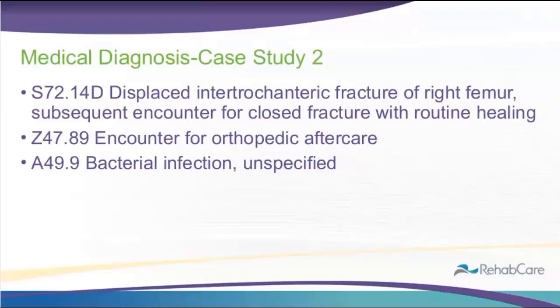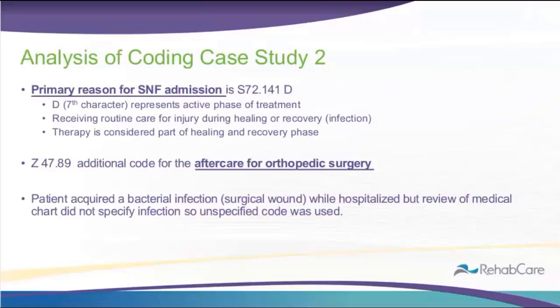infection. So the analysis of the primary reason for the SNF is that we use the 7th character of the D because he's in the active phase of treatment, but he needs rehab. So that's why we're using the D. They receive routine care for injury during the healing or recovery. He's got an infection in there, and therapy is considered part of the healing and recovery.